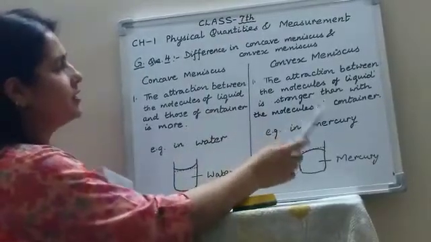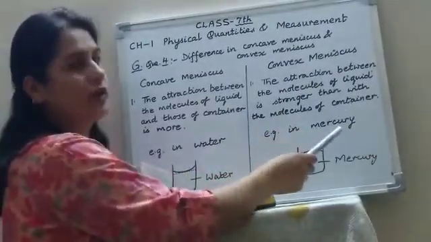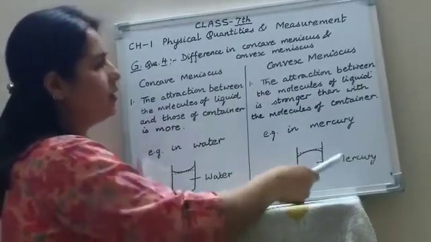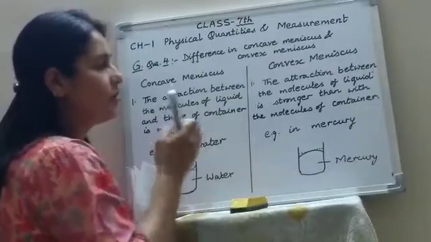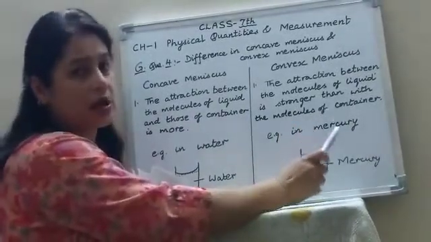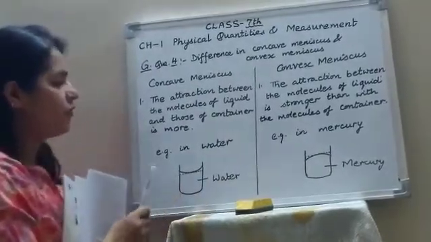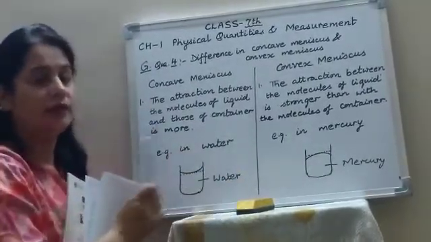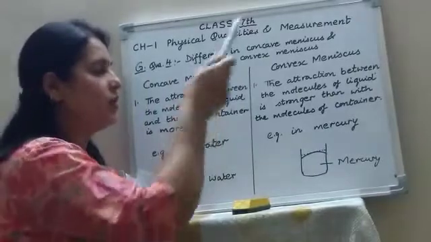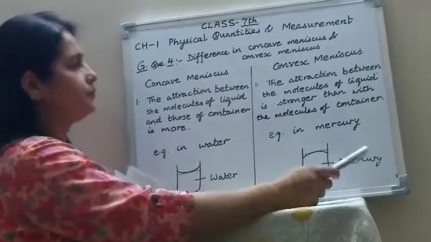And in a convex meniscus, the attraction between the molecules of liquid is stronger than with the molecules of the container. For example, in the case of mercury, in this container we have filled mercury. The attraction between molecules of mercury is more than the attraction between the molecules of mercury and the molecules of glass, which this container is made of. Here the attraction between the molecules of water and glass is more than between the molecules of water. And here the attraction between mercury molecules is more than between the mercury molecules and the container molecules, that means molecules of glass.